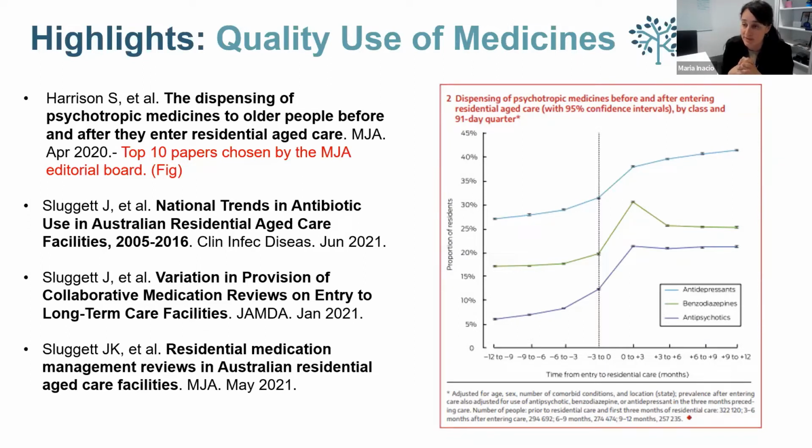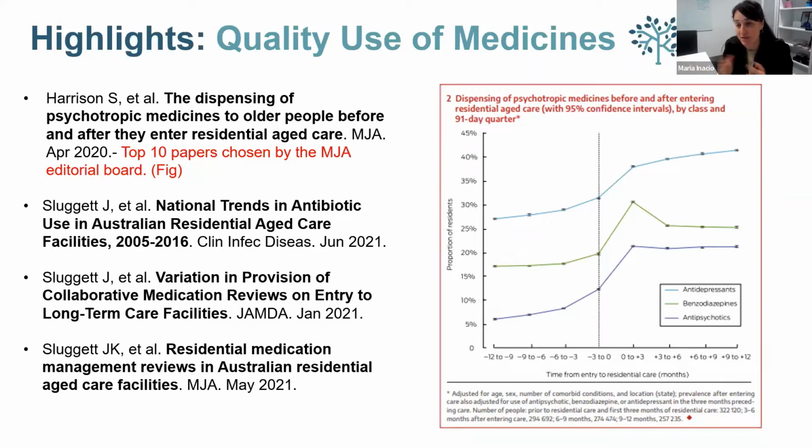We've also done a lot of work around the utilization of some of the most important, I think, medication issues in aged care. So we've done a lot of work around antibiotic use in aged care, which has increased quite substantially over the years. We've looked then at services that could potentially mitigate some of the issues related to medication use. So Dr. Janet Sluggett is a postdoctoral researcher at the University of South Australia and with my team, who's done a lot of work around the variation in access and then the outcomes of medication reviews, which is a service that can be subsidized by Medicare when it's done in collaboration with a general practitioner.